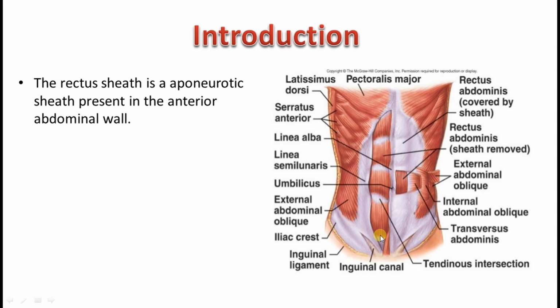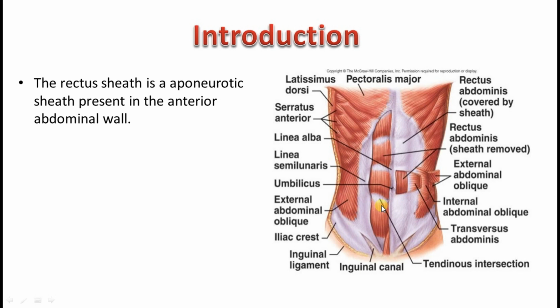We all know that there is no deep fascia in the anterior abdominal wall. So each muscle, whether it is the three layers of three muscles, they are not covered by a deep fascia. But the rectus muscle is actually covered by the deep fascia. And this deep fascia is in the form of a rectus sheath.